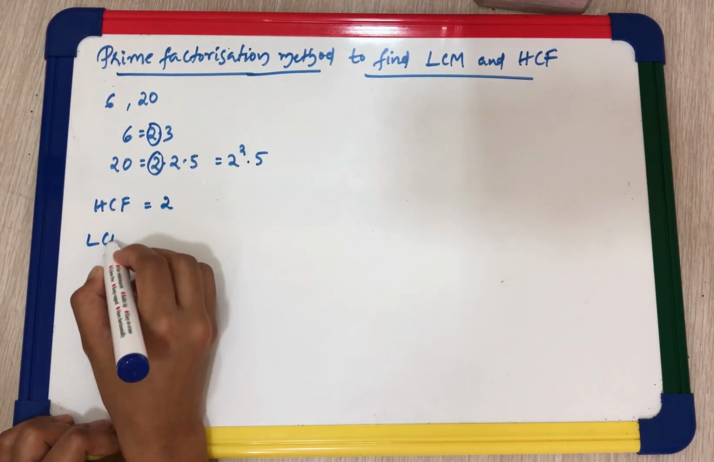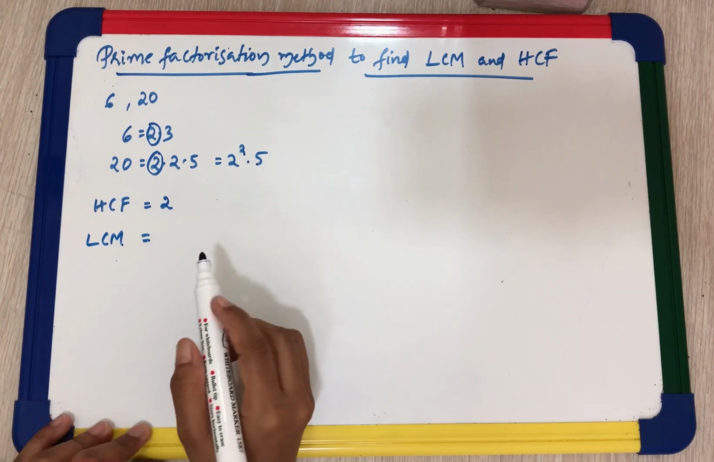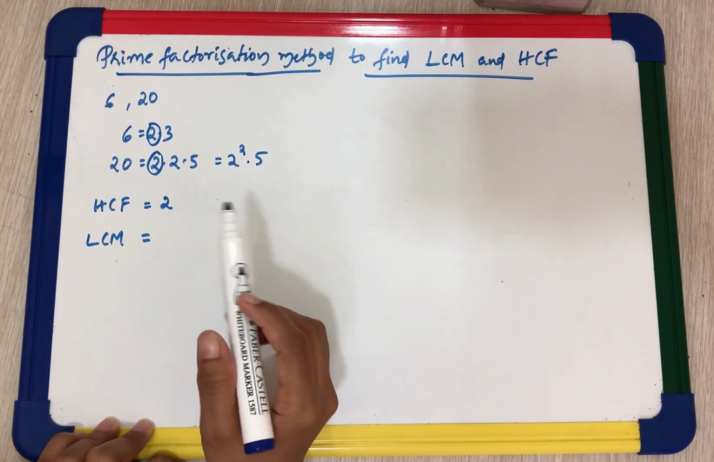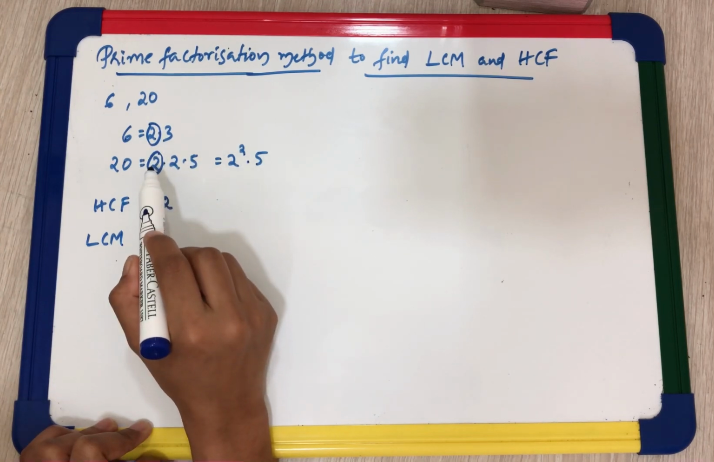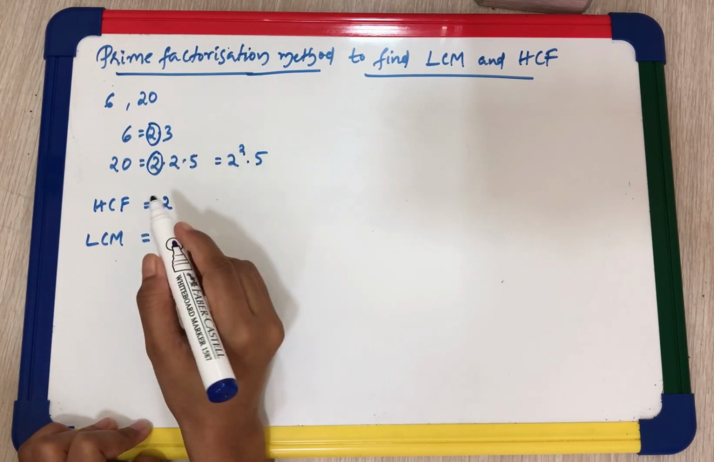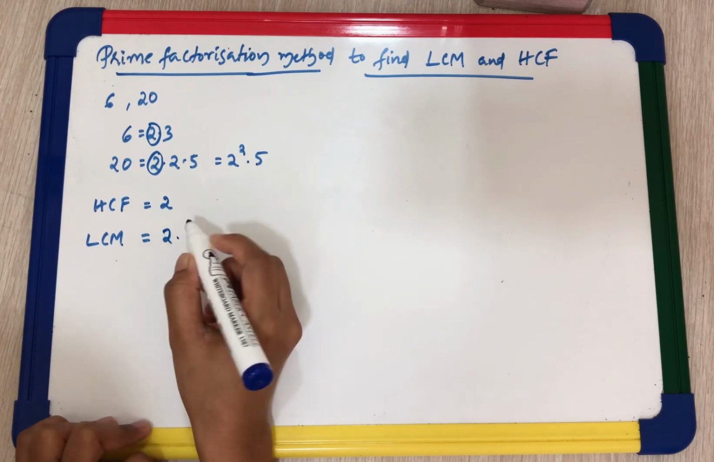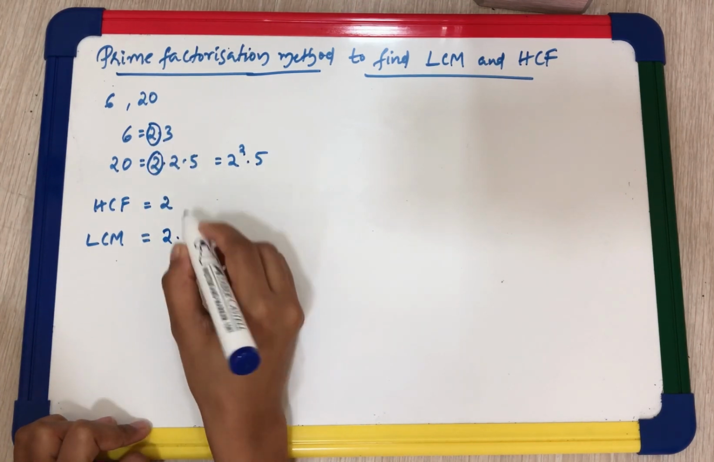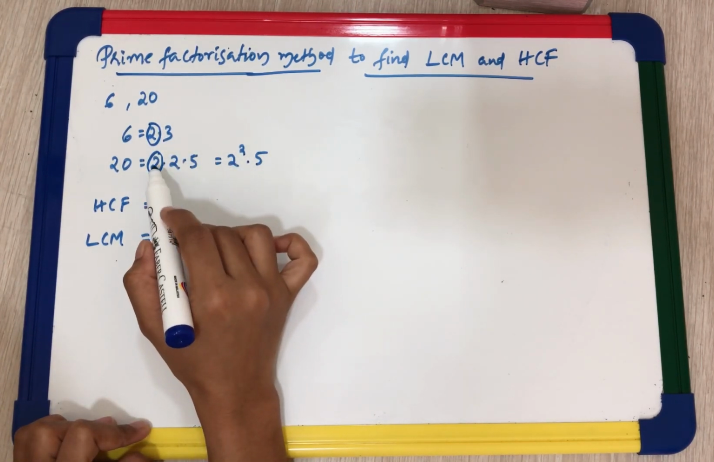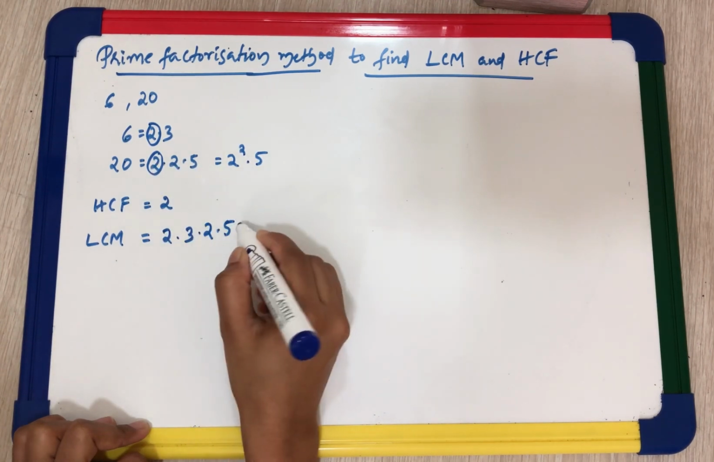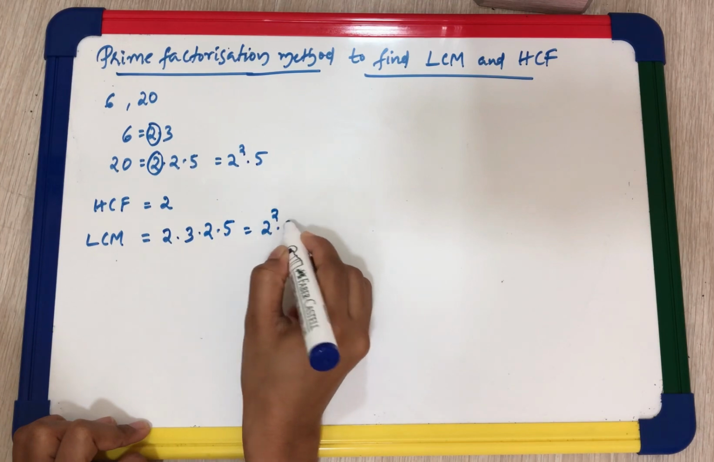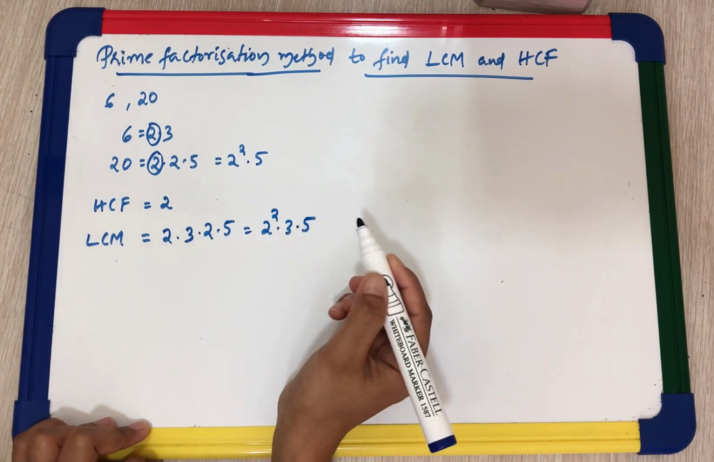And LCM. LCM is the least common multiple. So to find the least common multiple, take the common factor once. Then it becomes 2 into 3 into, we need not take this 2 again, 2 into 5, which is equal to 2 square into 3 into 5.